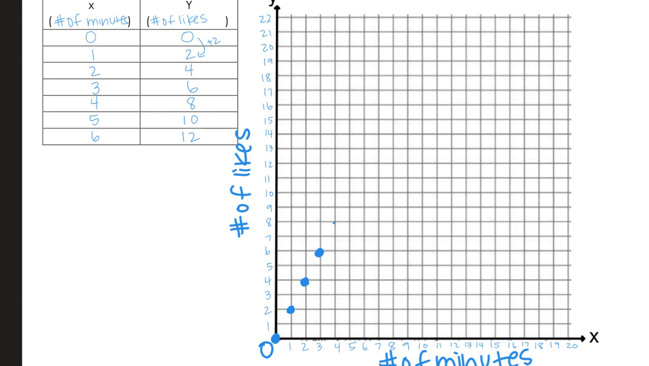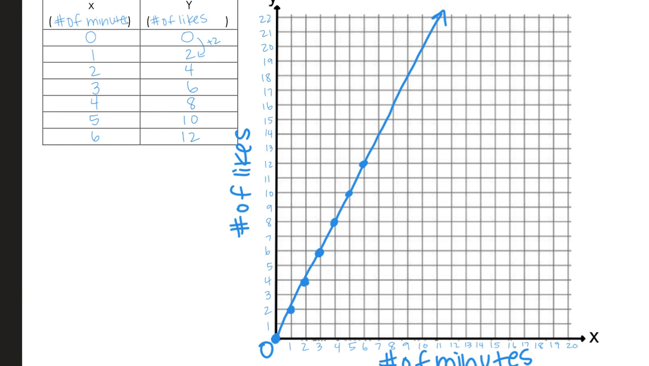At 4 minutes, we were at 8. At 5 minutes, we were at 10. At 6, we were at 12. And so that continues all the way on. So let's connect our dots and put that arrow on the end for us. Awesome. Really make sure that line is very, very straight with an arrow on the end.